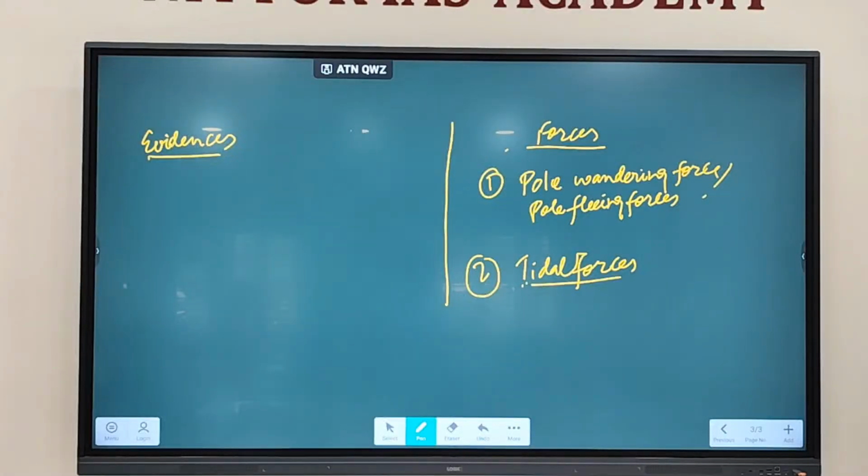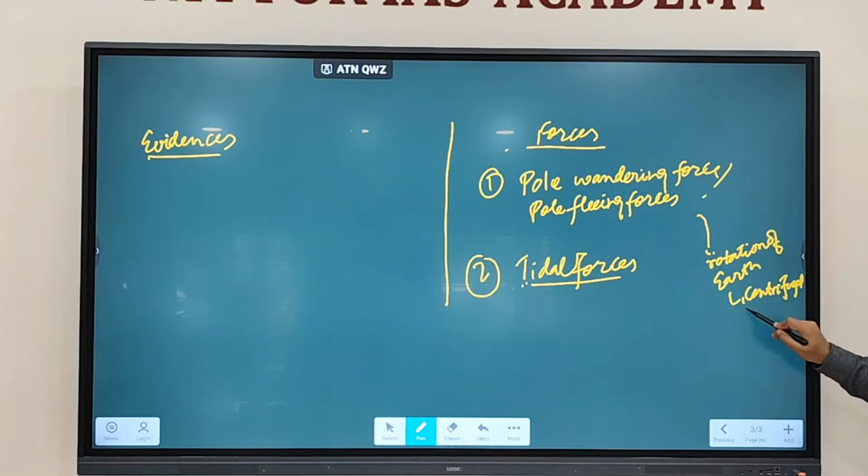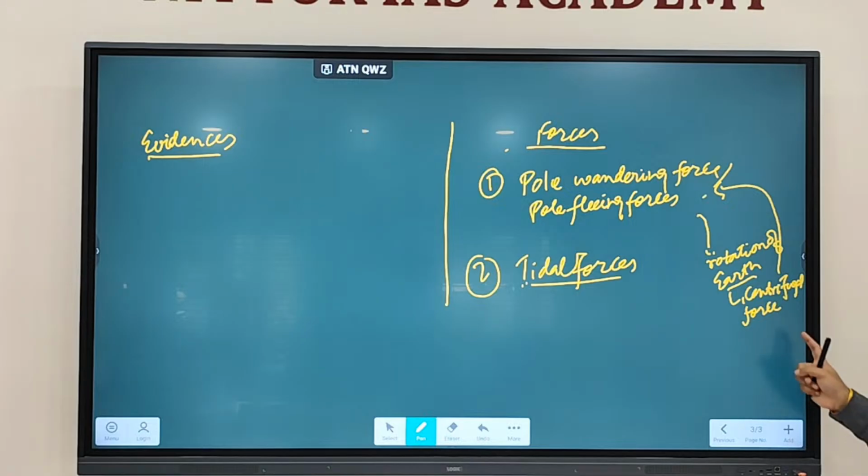Now, what is the pole fleeing force? This force is generated because of the rotation of Earth. Because Earth is rotating, the rotation of Earth causes what to generate? Centrifugal force. And this centrifugal force is responsible for pole fleeing forces. Clear? So he's saying that Earth is not static. When Earth is rotating, what will happen? You know that any body which moves in a circular motion has 2 types of forces, centripetal force and centrifugal force. So he's saying that centrifugal force is generated, and because of this centrifugal force, pole fleeing forces are generated. Clear? Any doubt regarding this?